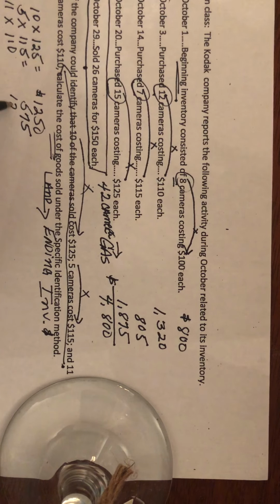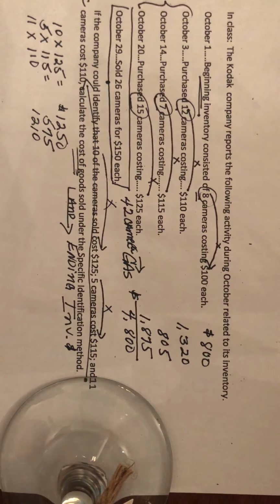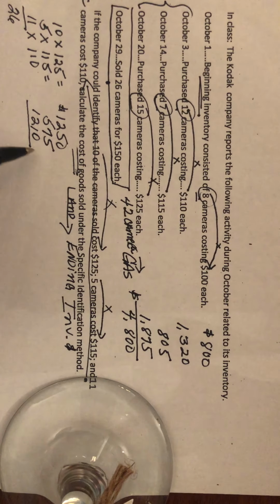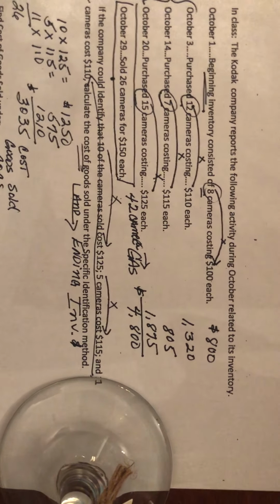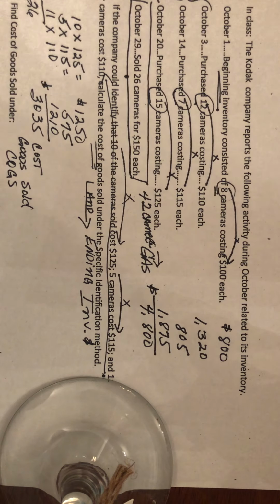So $1,210 is what that cost. And those are all the cameras that we sold. Now notice if you add through here, you need to make sure it's no more than 26. 10, 5, 11 means 26 cameras were sold. And if we add up the dollar amounts, we come up with $3,035. That's the cost of goods sold. And I'll abbreviate that as COGS from now on. Okay. So we know that that's how much the cameras cost us, whether we bought them or manufactured them.